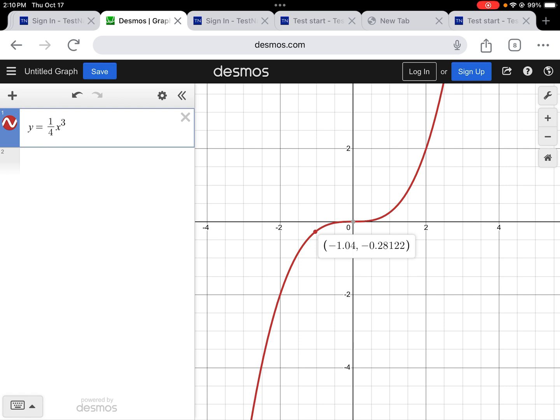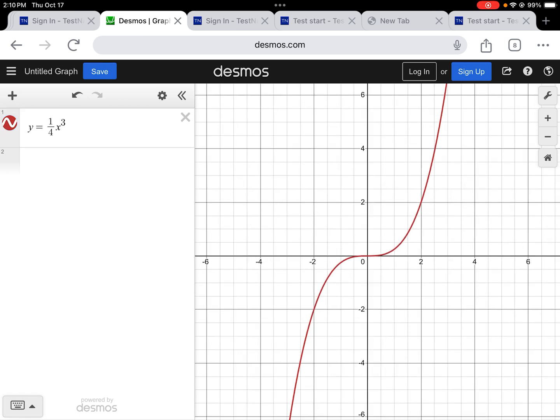So right here is a negative 1. There it was for half a second. I had it. Negative 1, negative 0.25. If I look at 2.5, there's 2.5, 3.9. I should get negative 2.5, negative 3.9. Okay? So this is definitely odd.